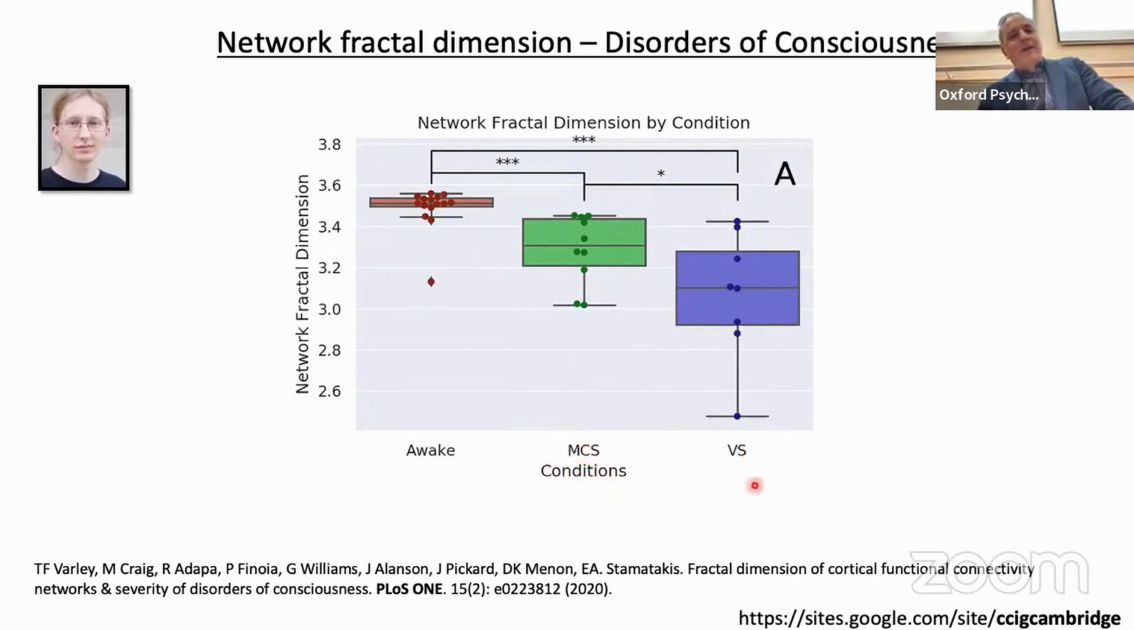we have also vegetative state patients down here. So you can see as you go from healthy awake people to minimally conscious to vegetative state, the fractal dimension of the brain networks, constructed in the way I talked about earlier, decreases. The important thing here for us who study brain injury and disorders of consciousness is that this measure seems to be able to differentiate between minimally conscious and vegetative state, which can be quite useful in terms of making clinical decisions.